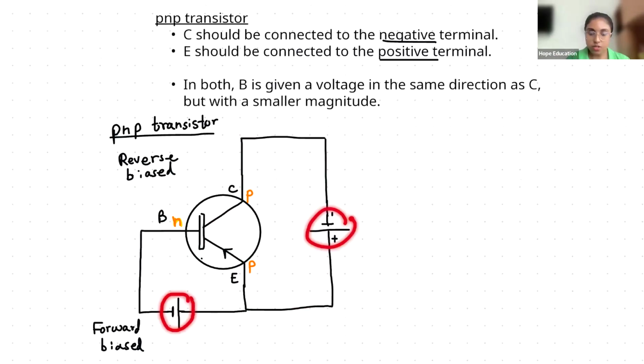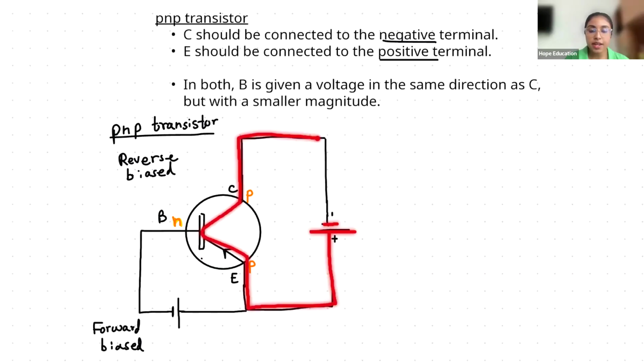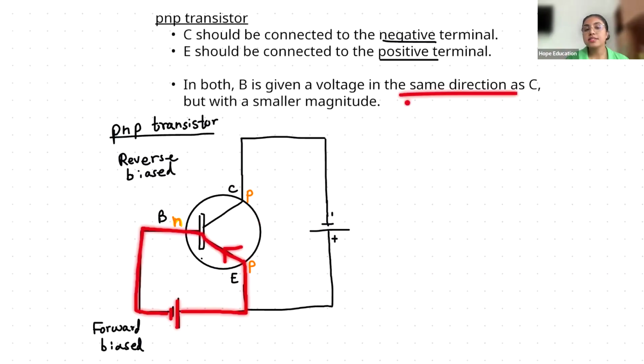Let me explain that one more time. If you look at the outer circuit, the big circuit, you can see this is the positive terminal and this is the negative terminal. So the current goes like this. So current goes inside the emitter. The current direction is going into the emitter. Here too, this is positive and this is negative, and the current goes in that same direction, into the emitter. In both, the direction is the same.